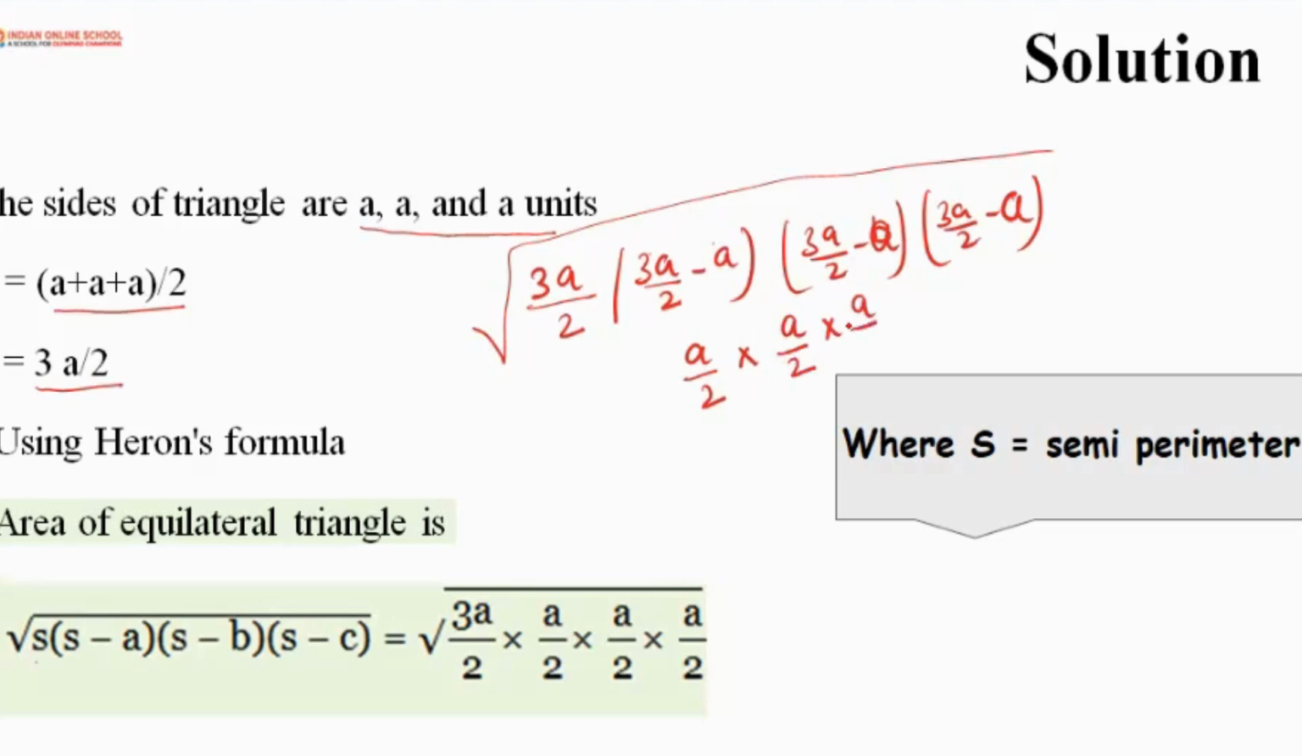And here also we are getting a by 2. Correct? And here we are getting 3a by 2. Got it? And all the things are under square root. Correct? Now how we can remove that square root? So for removing the square root, what we can do, we will try to make the pairs, if it is possible.